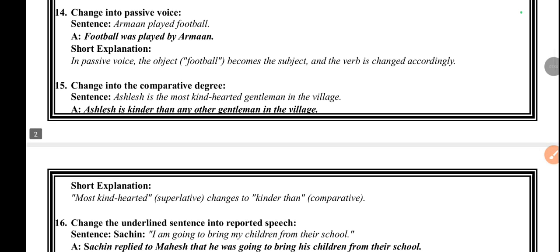Question number 14. Change into passive voice. Sentence: Arman played football. Football was played by Arman. Okay. In passive voice, the object football becomes the subject and the verb is changed accordingly.